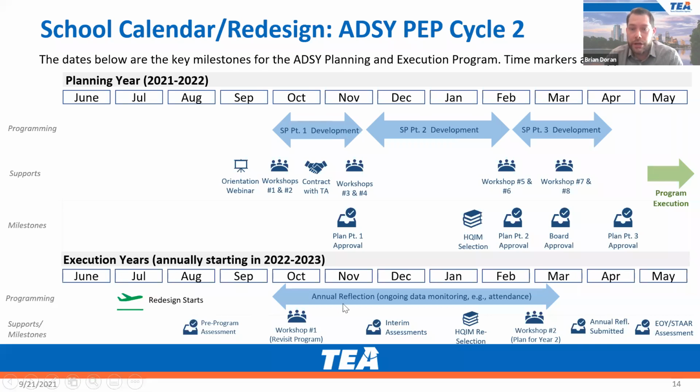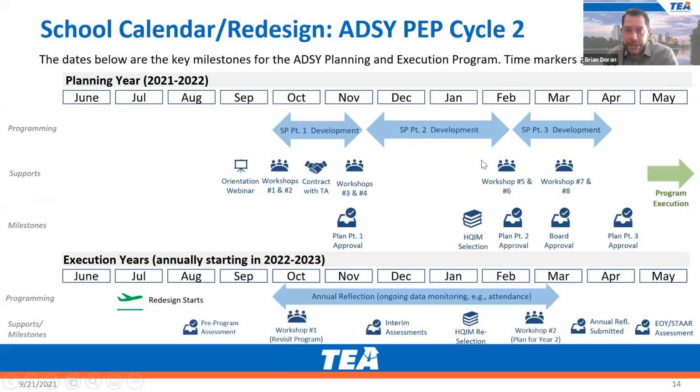So this will include interim assessments, pre and post as well. This will include an annual reflection process, looking at ongoing data, things like attendance, student surveys, teacher perception surveys, things like that. And then also just this ongoing high quality instructional materials component, ensuring that you're looking at not just how you're using your time, or not just adding more time, but how you're using your time with that instruction piece.